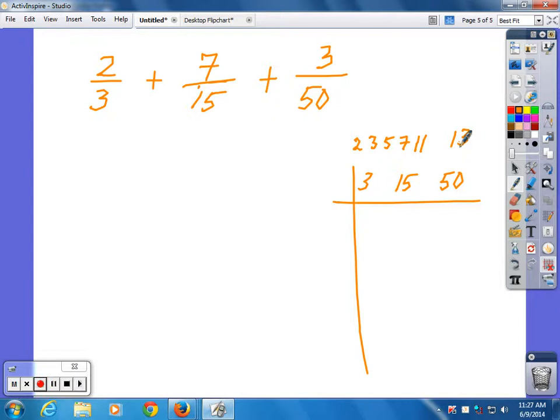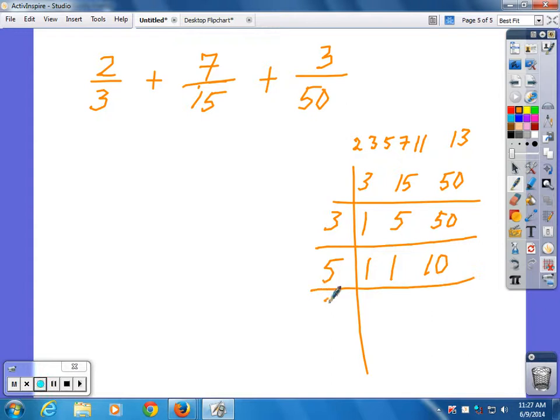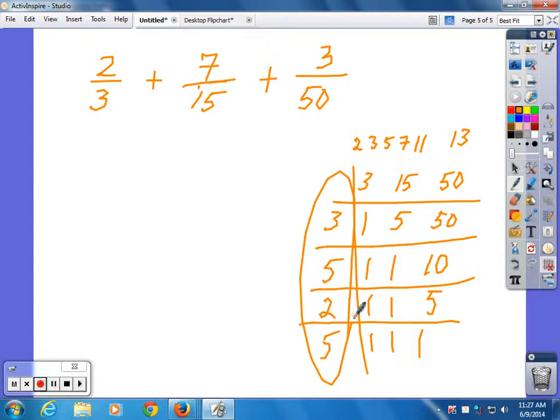So what number did you start with? Why'd you put that 2 right there? 2's got to go into 10. So there's your 10. 10 times 15 is what? 150 is your common denominator.